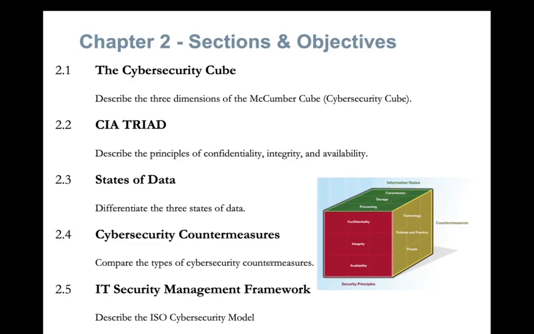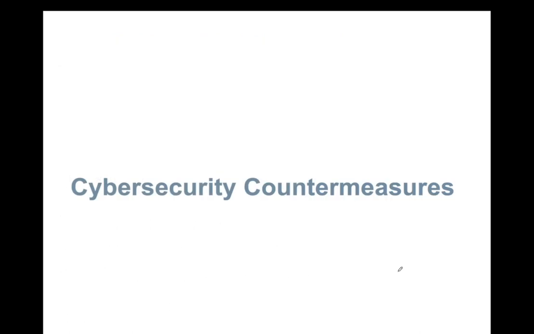Welcome back to the Cybersecurity Cube section. In the previous sections we discussed the CIA triad and the states of data. That is the second dimension of your cybersecurity cube. We'll now discuss the third dimension, the cybersecurity countermeasures, which compares the types of countermeasures: technologies, policies and procedures, and how people are trained.